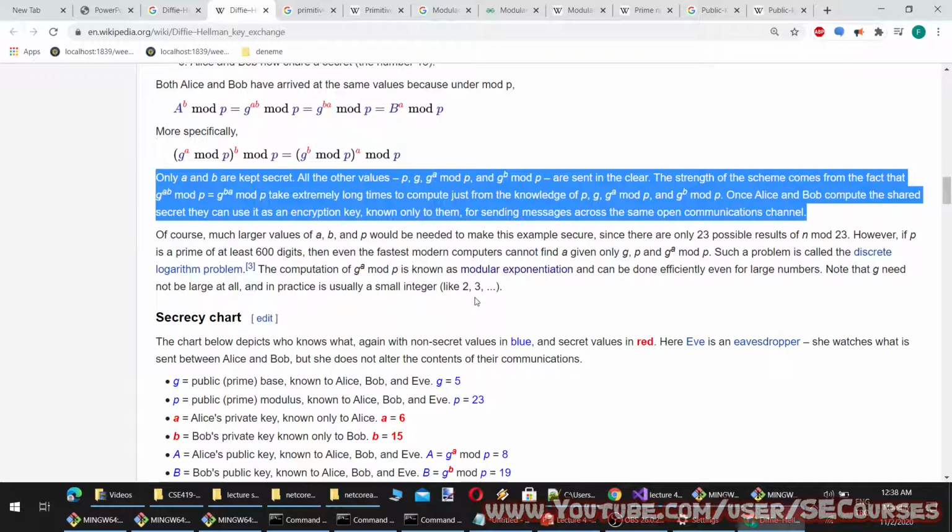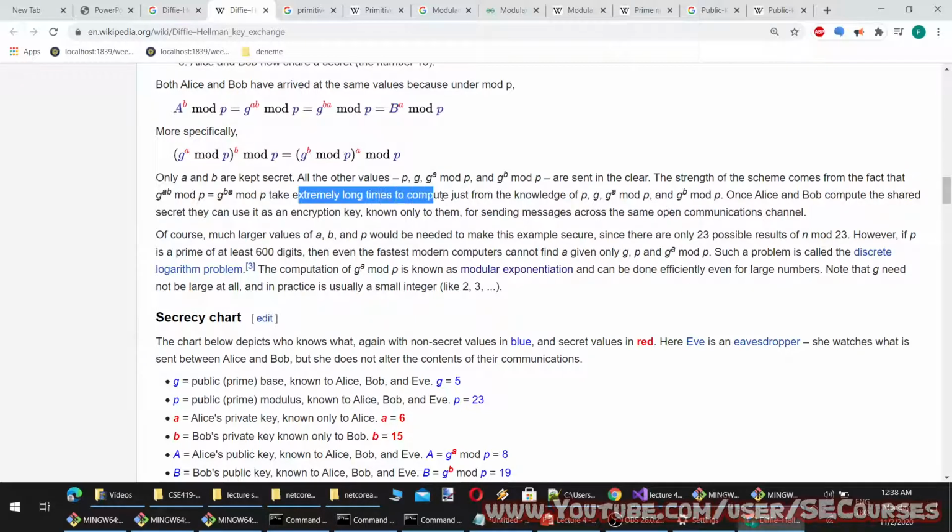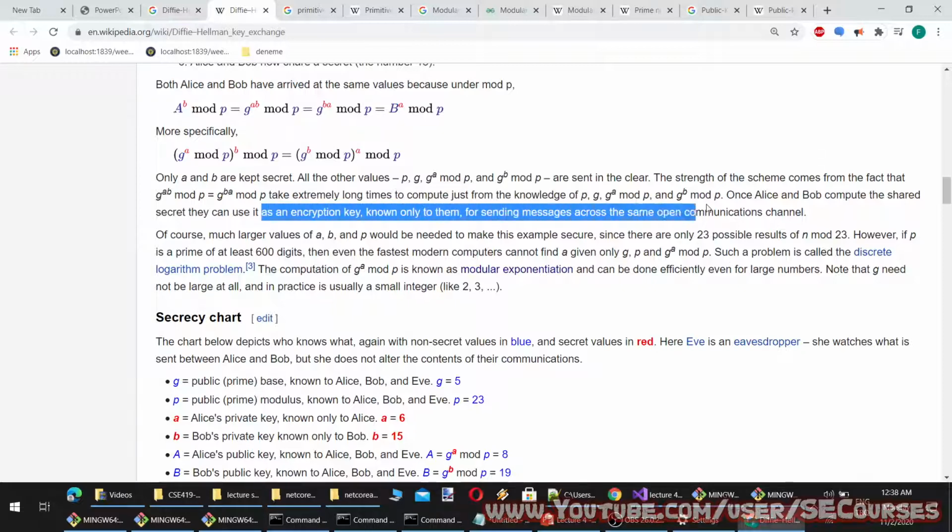Only A and B are kept secret. All the other values, P, G, G^A mod P, and G^B mod P, are sent in the clear. The strength of the scheme comes from the fact that G^AB mod P equals G^BA mod P, which takes an extremely long time to compute just from the knowledge of P, G, G^A mod P, and G^B mod P. Once Alice and Bob compute the shared secret, they can use it as an encryption key, known only to them, for sending messages across the same open communications channel.